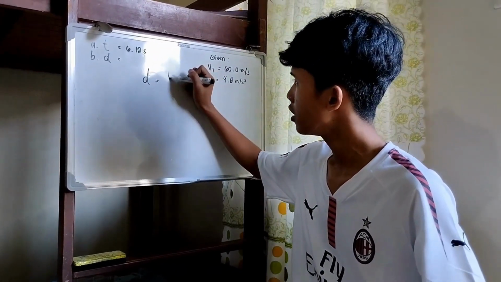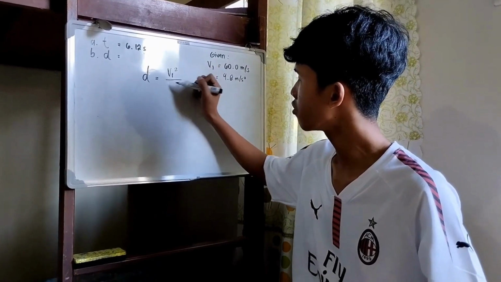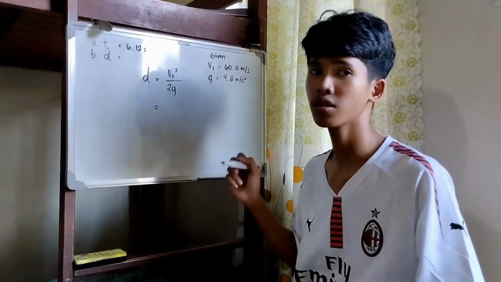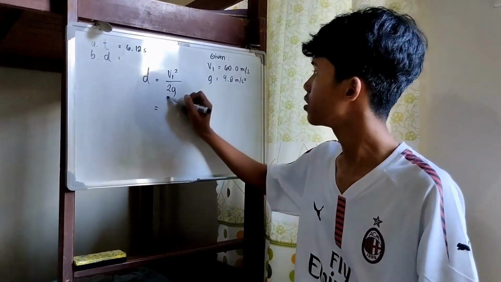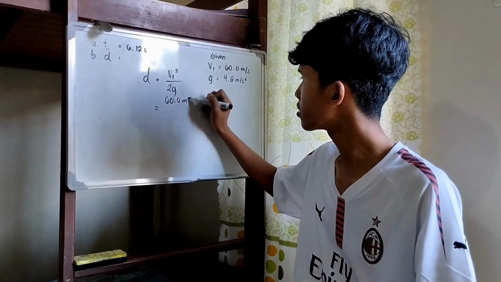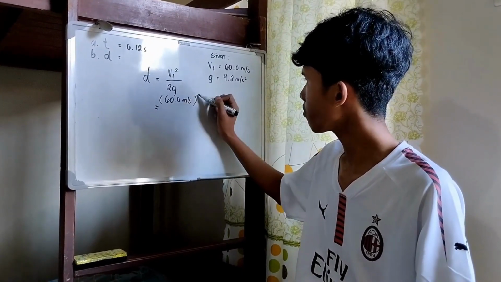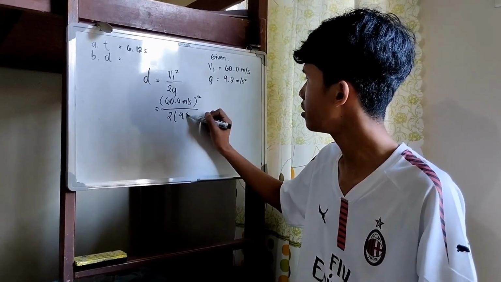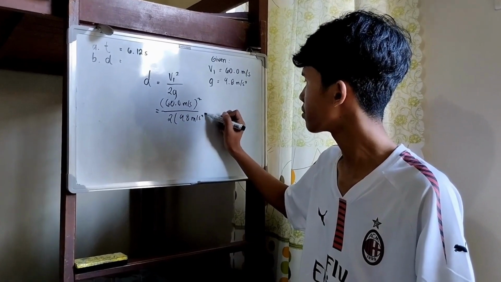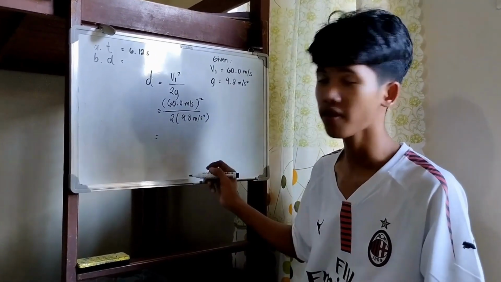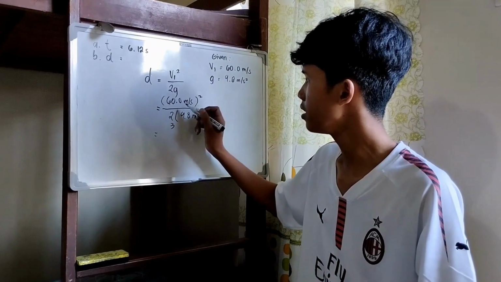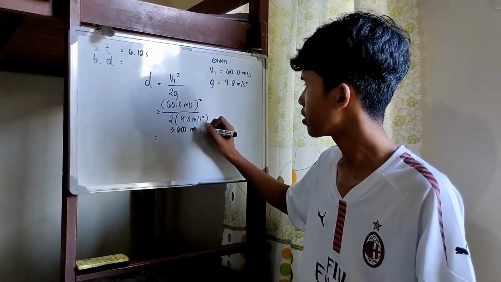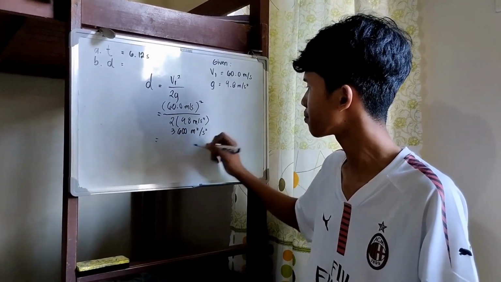Going back to our given values, we can now proceed to solve for our maximum height, which is equal to initial velocity squared over 2 times gravity. Then substitute the given values, which is 60 meters per second, squared, over 2 times 9.8 meters per second squared. Then simplify. 60 raised to the power of 2 is 3,600 meters squared per second squared.